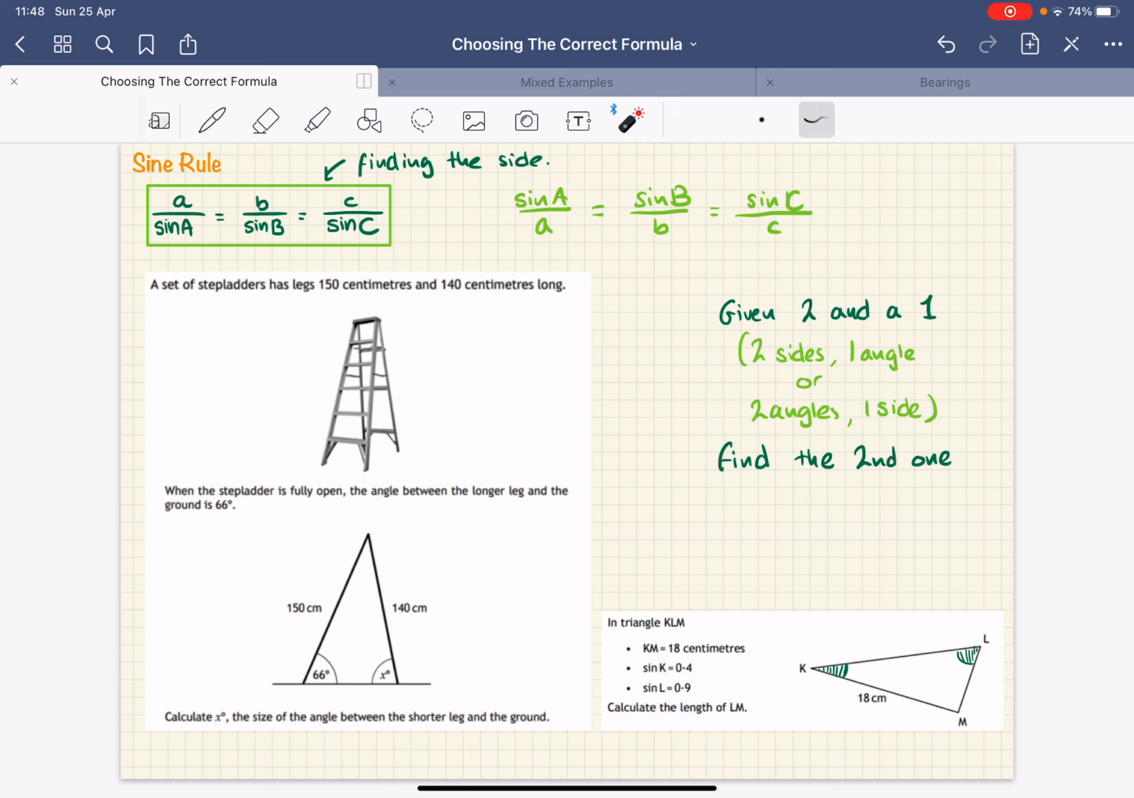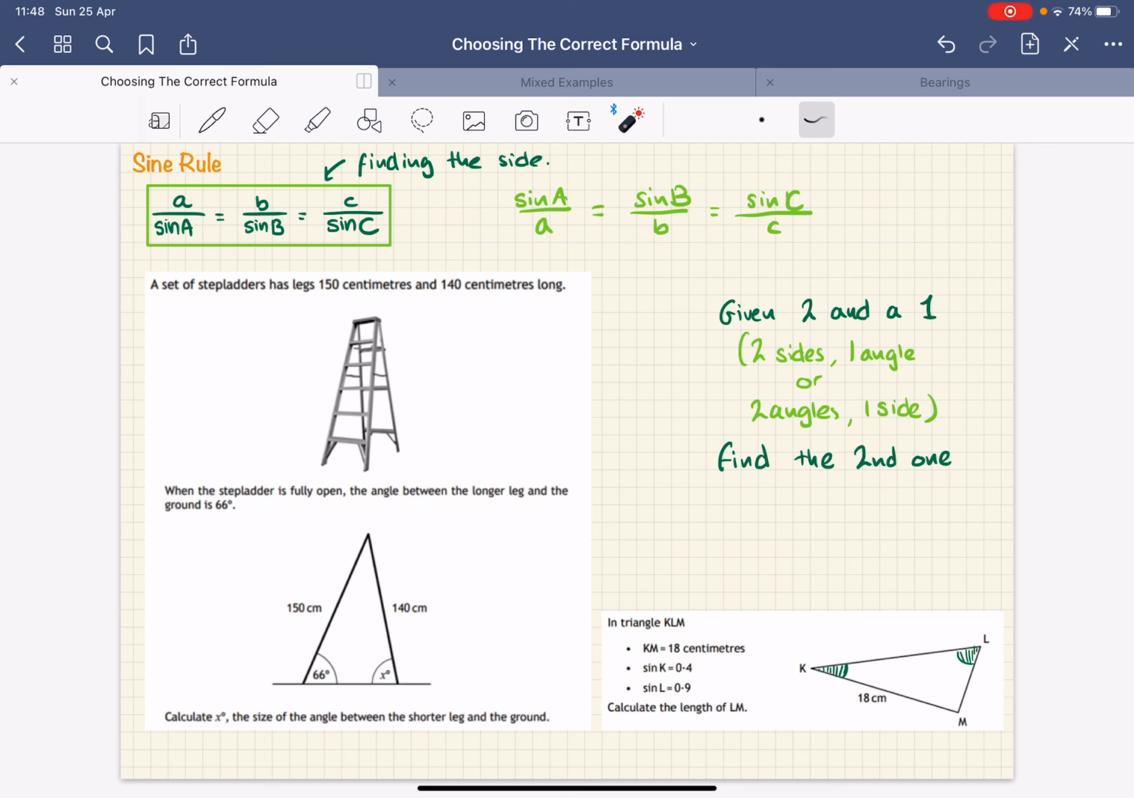So again, by elimination, there's no mention of the word area, so that's not going to work. And then we have one side, and that's it in terms of information, so it's definitely not cosine rule. And so that leaves sine rule left. But if I was to do it by the 2 and the 1, I know two of my angles, I know one side, and I want to find the second side. So it's going to be my sine rule there.